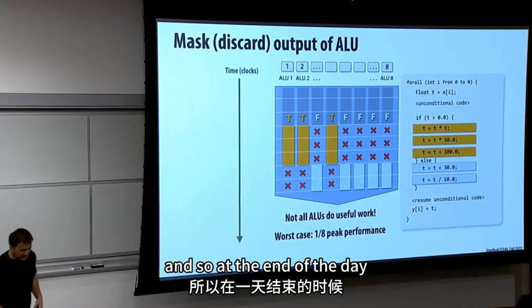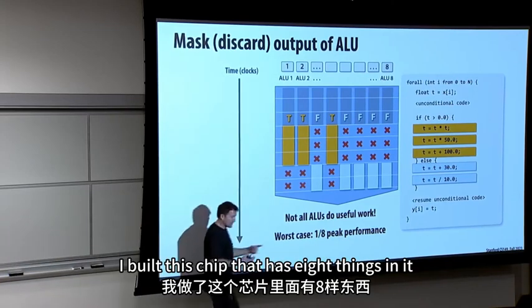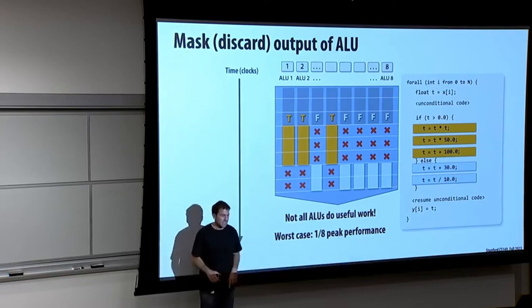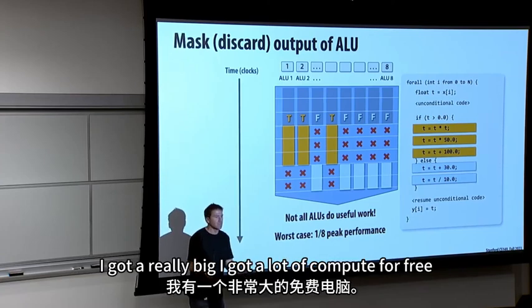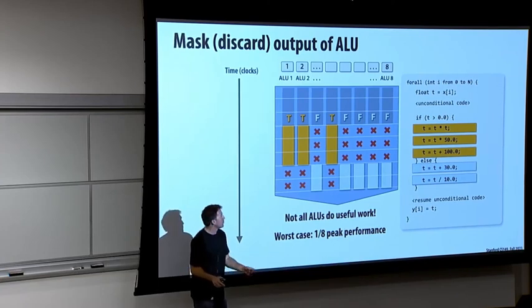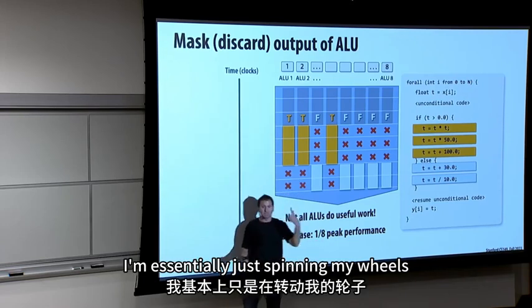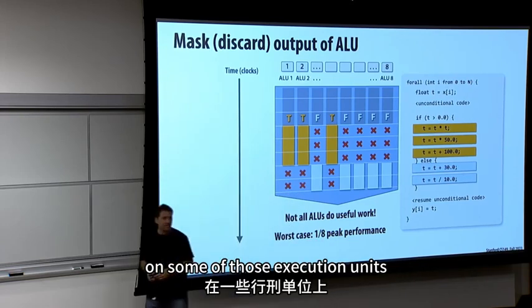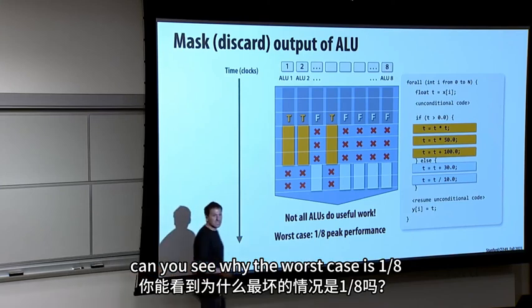And so at the end of the day, not all ALUs are doing useful work. I built this chip that has 8 things in it because I know that if I can do 8 things at once, I get a lot of compute for free. But if code isn't set up to do 8 things at once, I'm essentially just spinning my wheels on some of those execution units that don't have anything to do. Okay. Can you see why the worst case is 1/8?